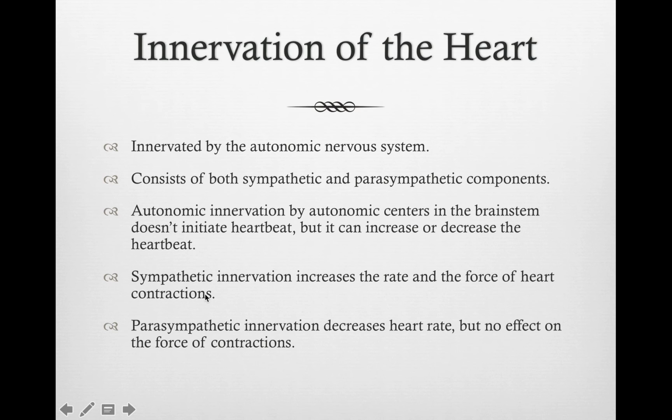It's rather a halt of the sympathetic innervation that is increasing the force. So let's assume that the sympathetic innervation for increasing the force of heart contraction goes away. That force will naturally rescind or decrease back down to its normal level.